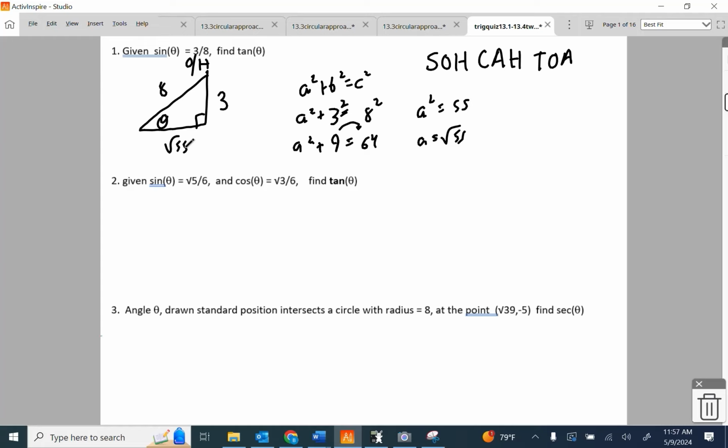Now, I did that because I want the tangent ratio. The tangent of this angle must be the side opposite over the side adjacent, and opposite is a 3, and adjacent is a root 55.